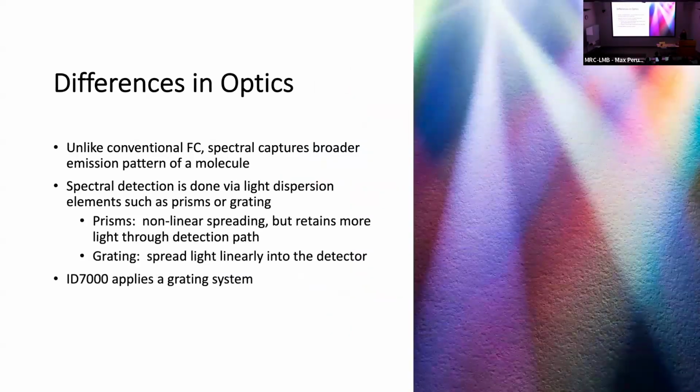So I mentioned earlier a little bit of the differences in optics. Spectral captures really the broader, I don't like when people say full spectral, because you can't technically get everything fully spectral. That's not possible. But I would say a broader emission pattern of a molecule. And it can be done, as I mentioned, by light dispersion techniques. We don't really use prisms anymore. It's mostly gratings. And we have a machine called the ID7000, and that applies a grating system.